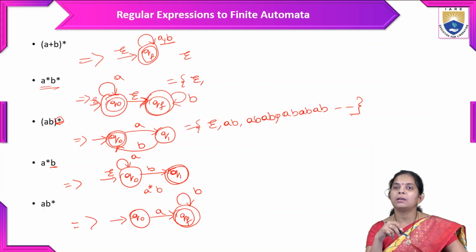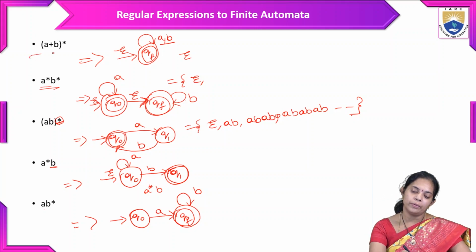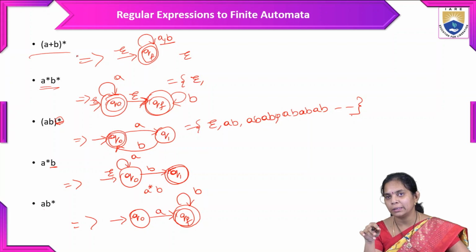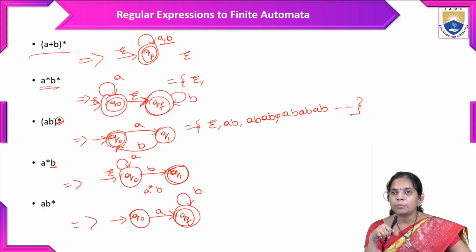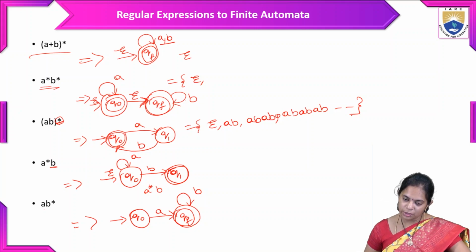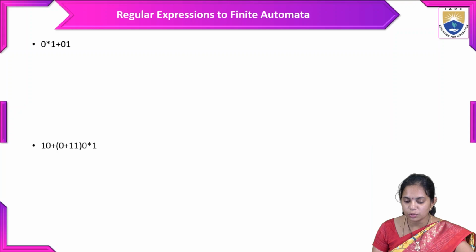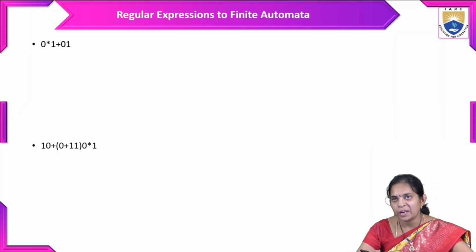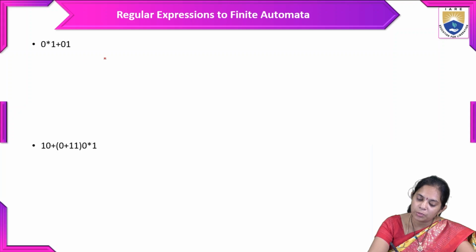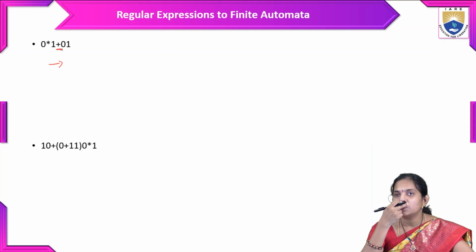These are all regular expressions without operations. Suppose we have lengthy expressions which have the plus symbol or the concatenation operation, we need to draw the step-by-step process. So these are all examples, and here we have taken two more examples to express regular expressions as finite automata. Initially we need to divide this according to the plus symbol, which separates the two choices.